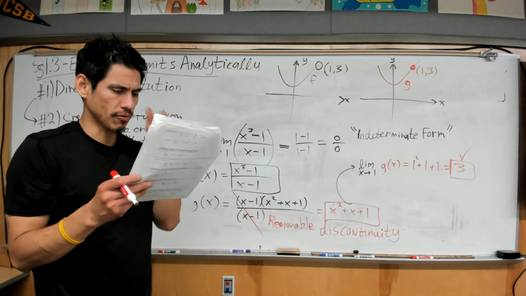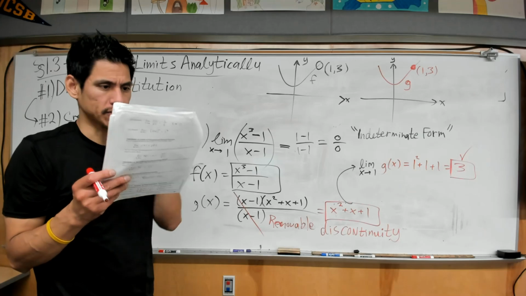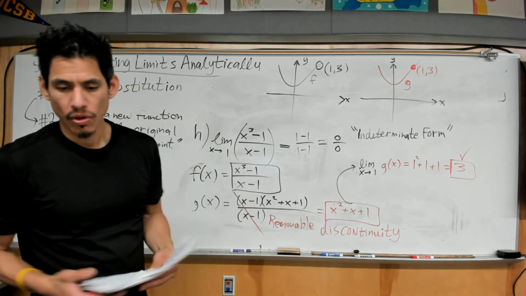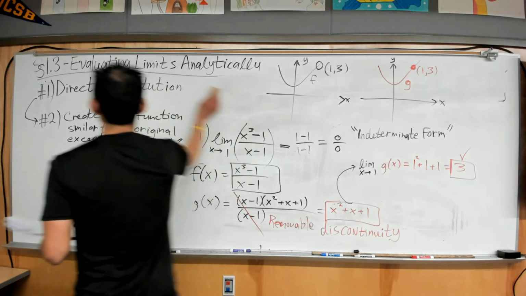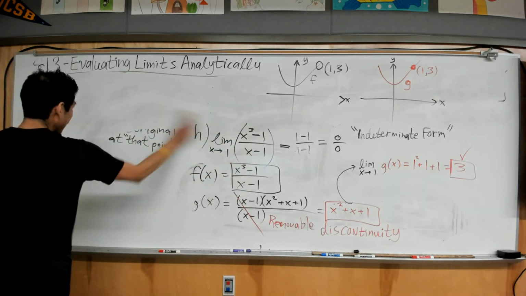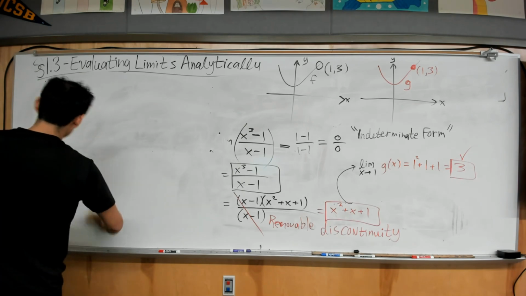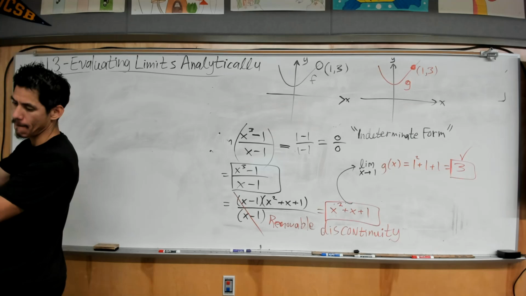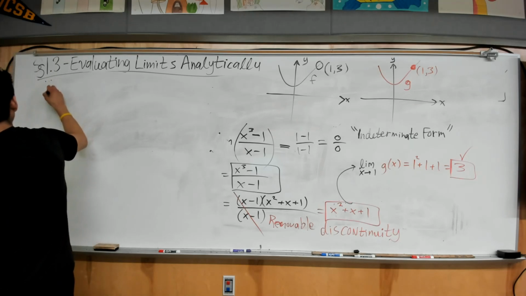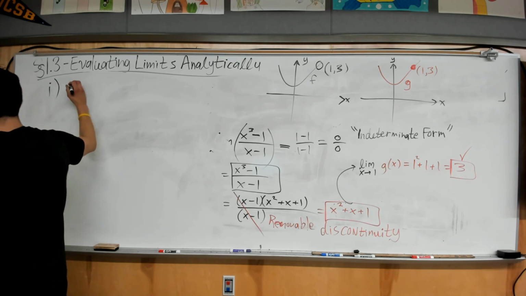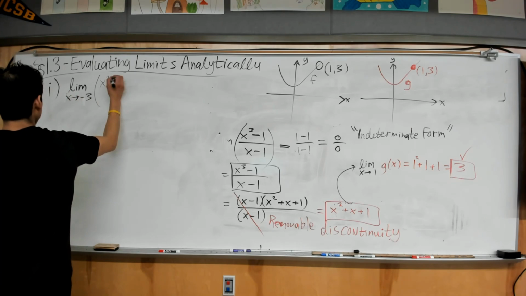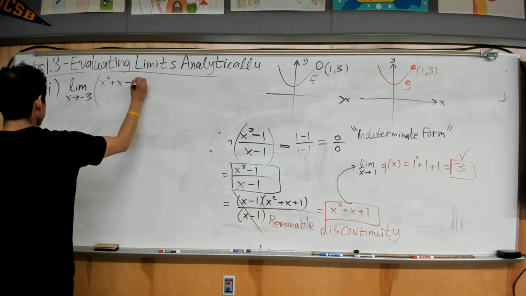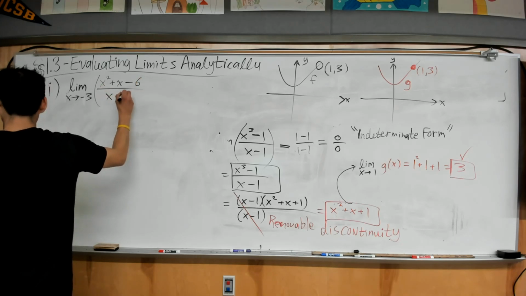Now let's do one or two more. Let's do I and J. So where were we? I. We have the limit as x approaches -3 of x squared plus x minus 6 over x plus 3.